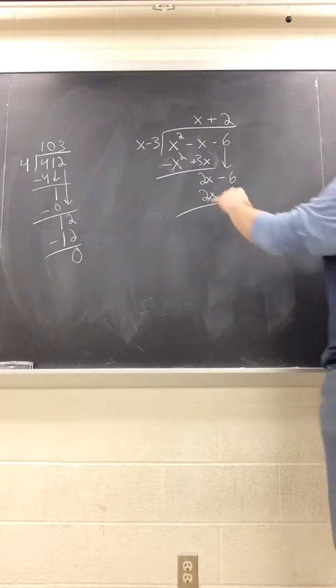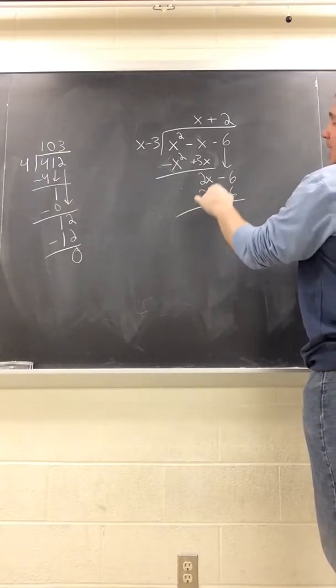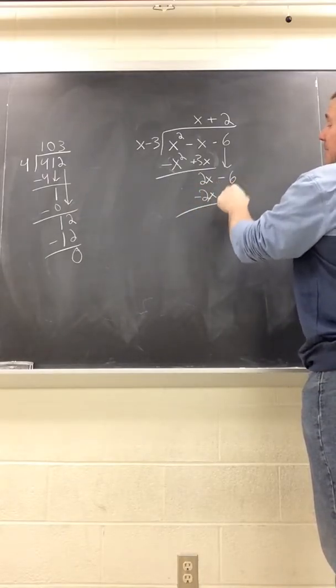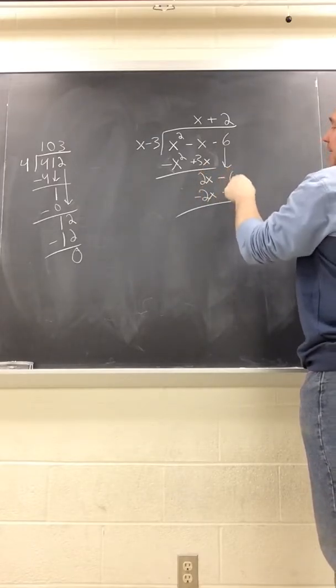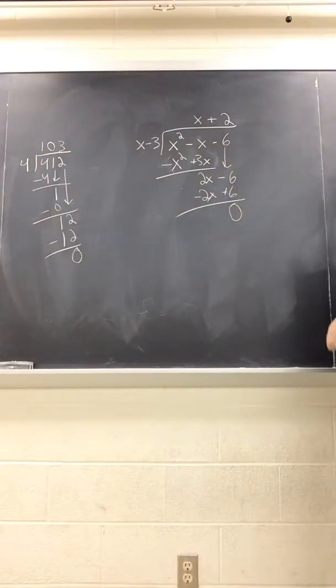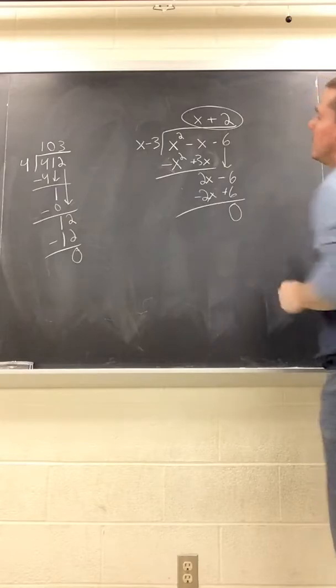Now we get to subtraction. Switch the signs of everything on the bottom. Positive 2x becomes negative. Negative 6 becomes positive. 2x minus 2x is 0. Negative 6 plus 6 is 0. We have nothing left, and we're done. And our answer is x plus 2.